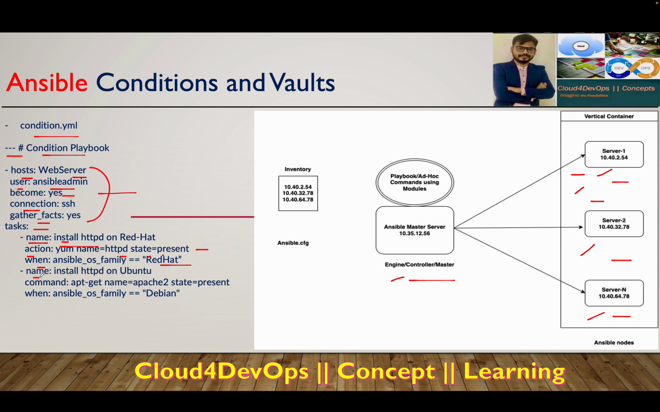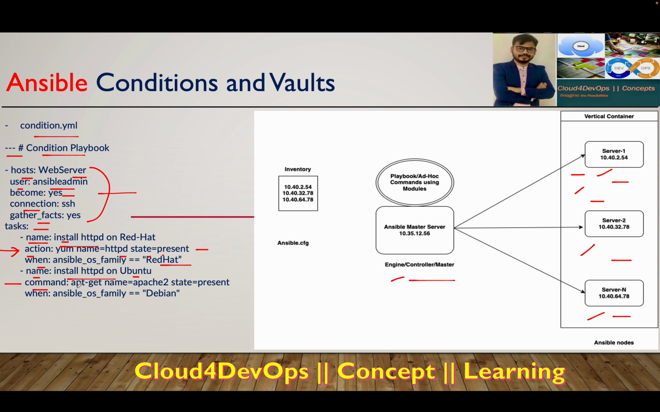The second operation is name: install httpd on Ubuntu. It has to be Apache, not httpd, because on Ubuntu you cannot write httpd. It has to be Apache too. Again, as I said, this is a statement. It can be written like anything. And now here, compare, I'm using command instead of action. This is basically coming from YAML formatting. Command, where you can also use Linux-based commands over here. Apt-get, which we use for the Ubuntu system. Name is equal to apache2, state is equal to present. When my Ansible family member is Debian.